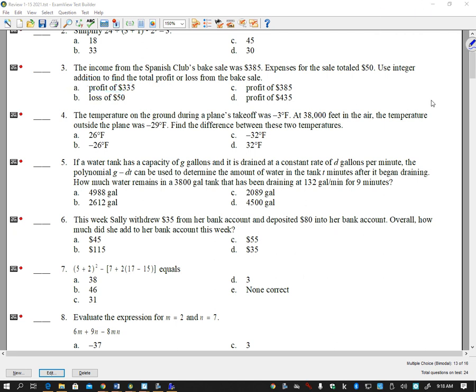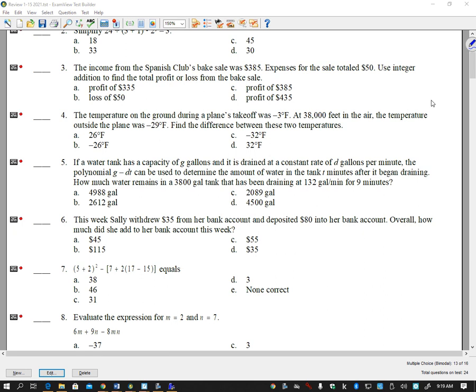Temperature on the ground during a plane's takeoff was -3 degrees Fahrenheit. This is a question that was on a previous test that a lot of people missed. Okay? At 38,000 feet in the air, the temperature outside the plane was -29 degrees Fahrenheit. What's the difference between these two temperatures? It just wants the difference. All right, so what math do I show to do this? Subtraction. So I'm taking what?